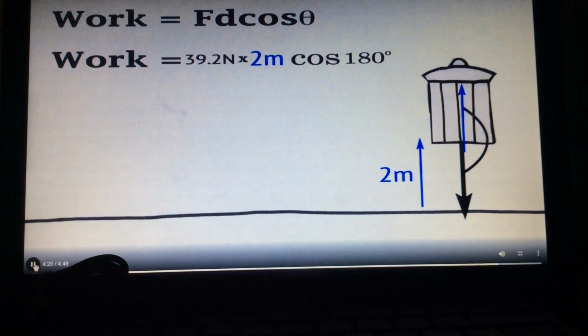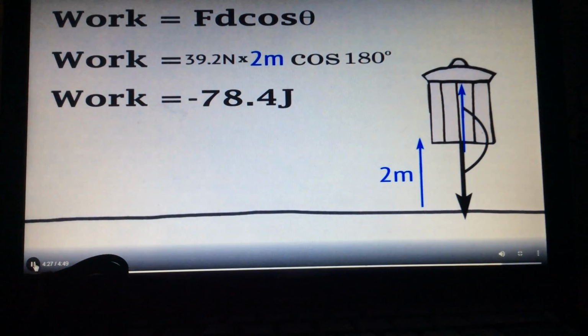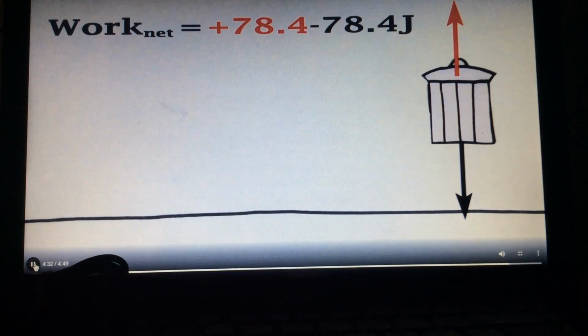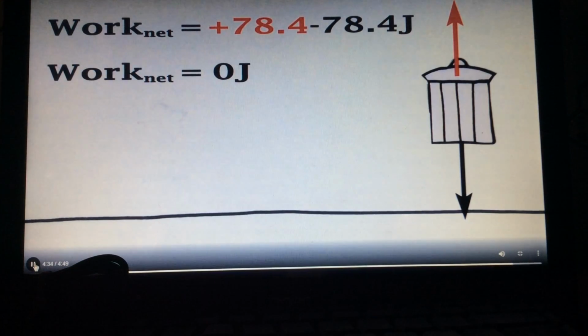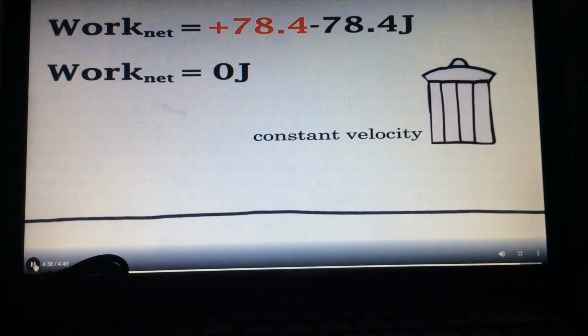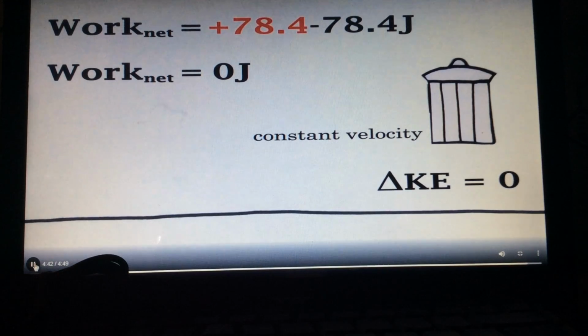So the work done by the gravitational force is negative 78.4 joules, which means the net work done on the trash can is 0. And that makes sense because since the trash can moved upwards with constant velocity, there was no change in the kinetic energy of this object.